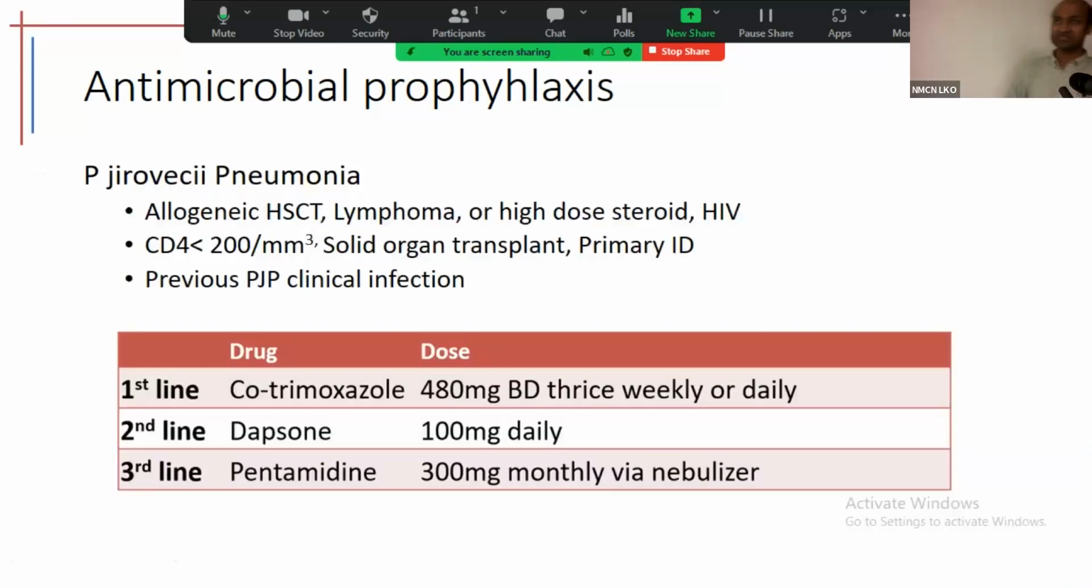So Pneumocystis jirovecii pneumonia prophylaxis is indicated in patients with lymphoma on high dose steroids, HIV, or those undergoing stem cell transplant, CD4 of less than 200 per cubic millimeter, solid organ transplants or primary immune deficiencies, and any history of previous PJP infection. You can give these patients cotrimoxazole thrice a week, or if they're allergic to sulfa drugs, maybe pentamidine by nebulizer. The patients can also get dapsone, 100 mg daily.